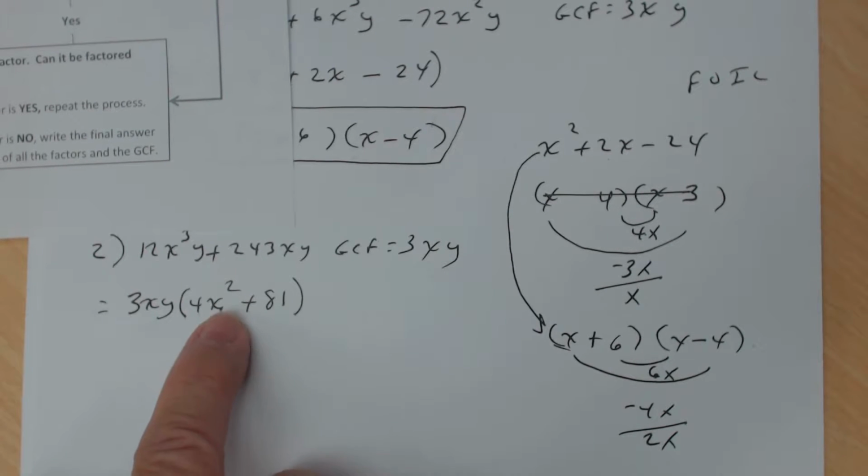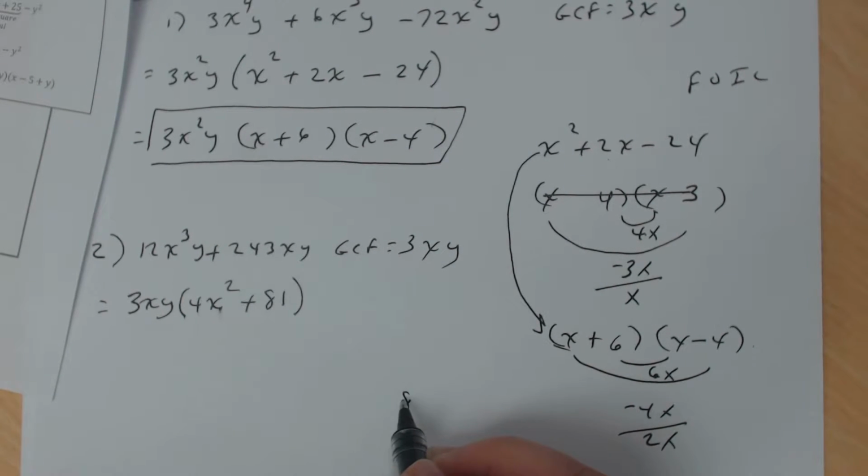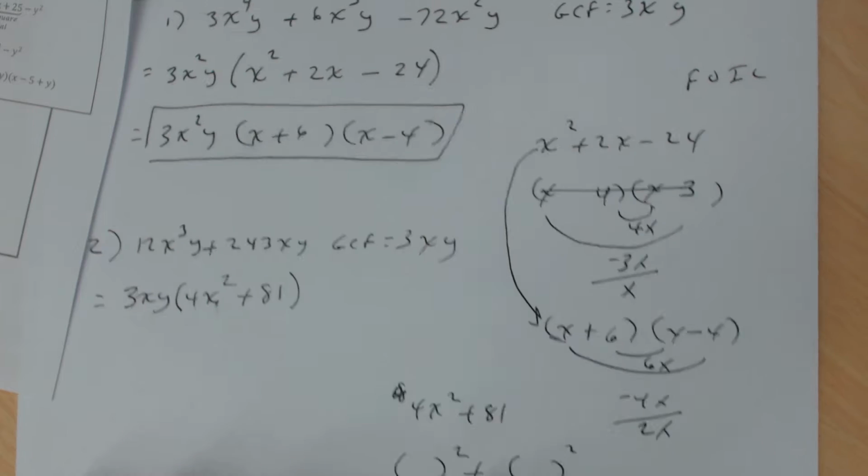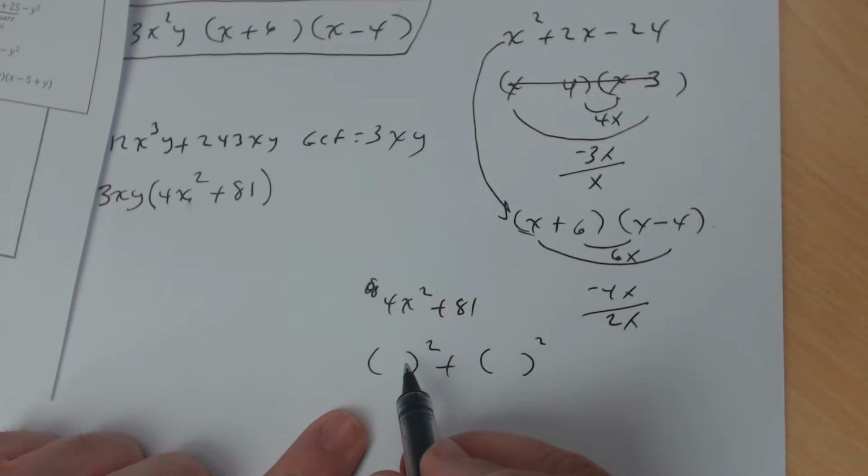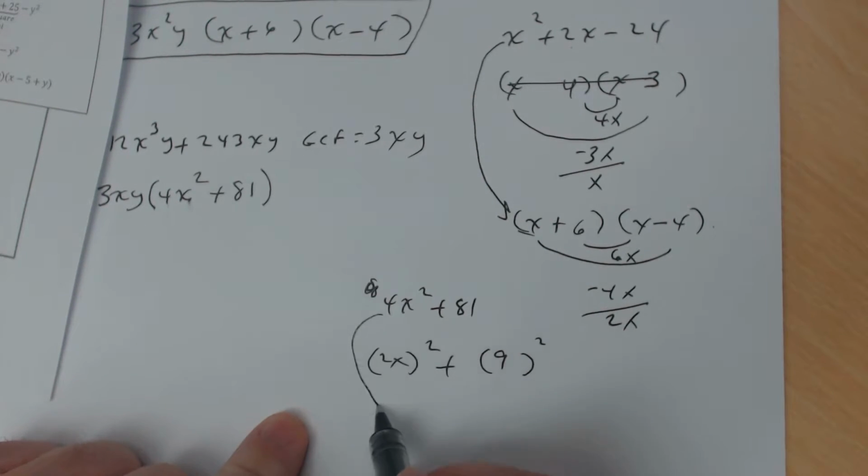So the sum of 2 squares is 4x squared plus 81. If I fill this in right here, that's the sum of 2 squares because that's a 2x and that's a 9. And remember, in a previous lesson, we talked about the fact that the sum of 2 squares cannot be factored any further.